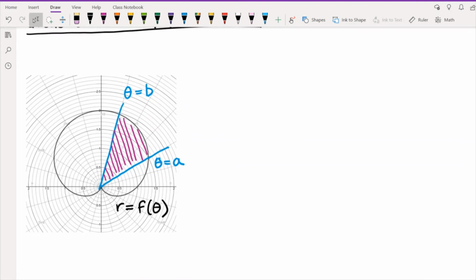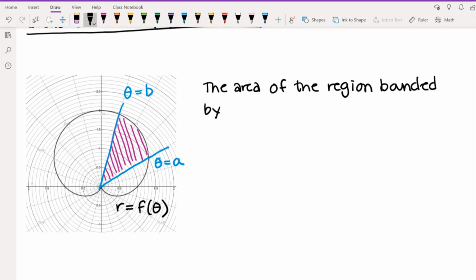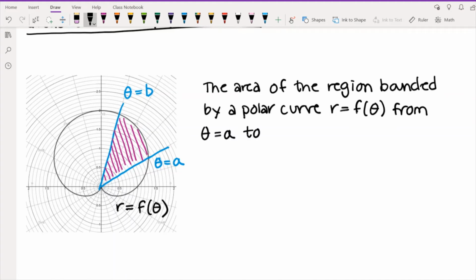Okay, so just like with the last one, I'm going to start by giving you the formula, and then we'll look at the proof. And I think the proof is pretty nice for this. It's very similar to this idea of adding up rectangles, but in this case, instead of adding up rectangles, we'll be adding up these wedges. But anyway, let's write down the formula. So the area of the region bounded by a polar curve r equals f of theta from theta equals A to theta equals B is given by the following integral.